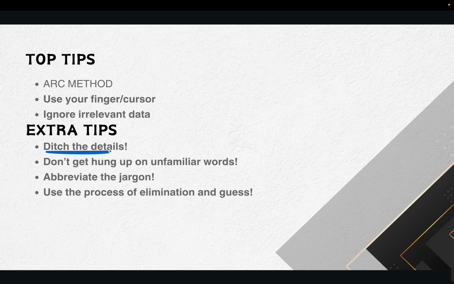Don't get hung up on unfamiliar words. We should use the process of elimination, and we should guess the answer instantly.